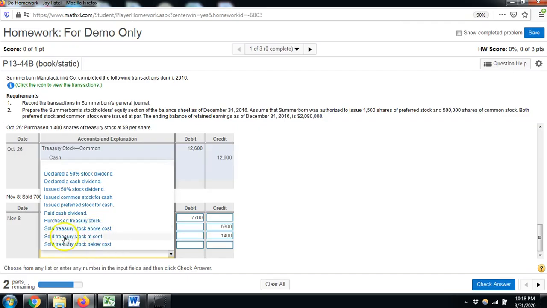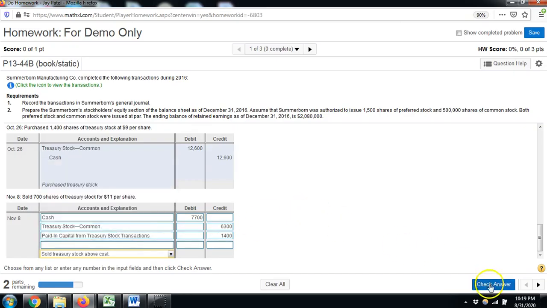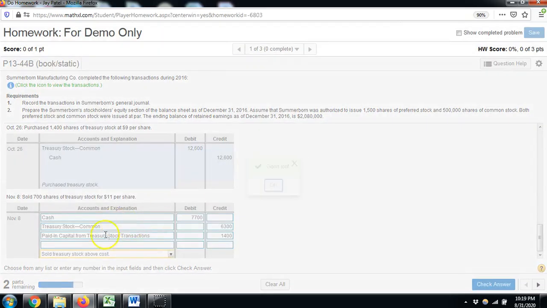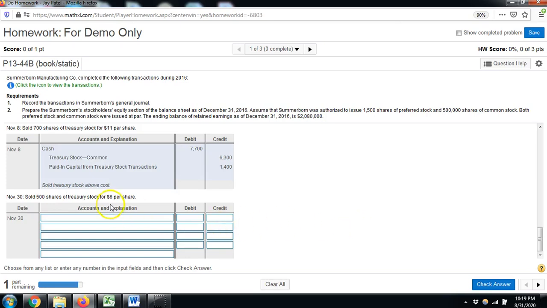And so you notice the different options here. We sold treasury stock above cost, that's why we have this additional paid in capital. If we sold it below cost, it would be slightly different. We'd have an additional debit to make everything match, but in this case we sold it for above cost. Okay, so now we're going to see the other situation where we sell it for a loss.